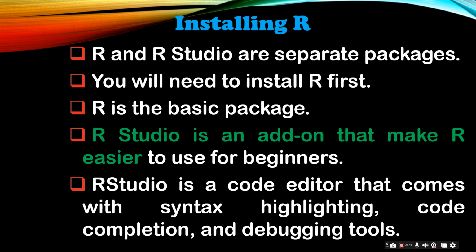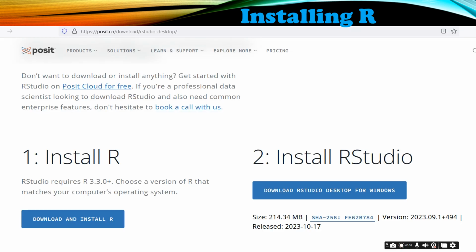So installing R. Installing R is very easy. There are two packages, R and R Studio. R is a basic package and we have to install R first. R Studio is an add-on package. It is a user-friendly graphical interface. So we have to first install R and then R Studio, and this R Studio will be very useful for beginners as it provides a user-friendly environment. Both are available from the internet.